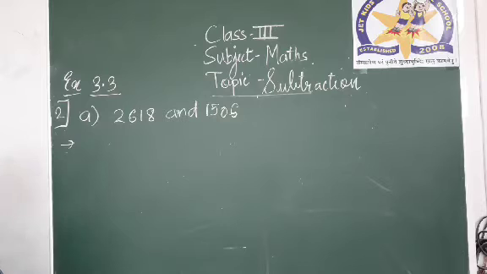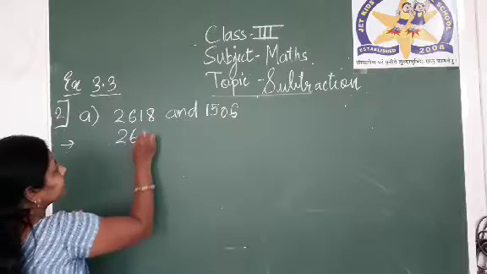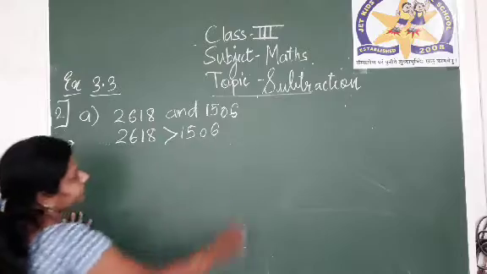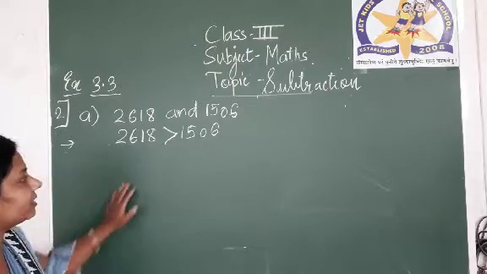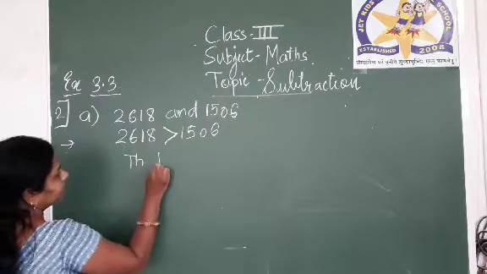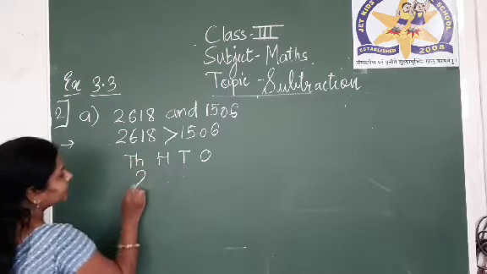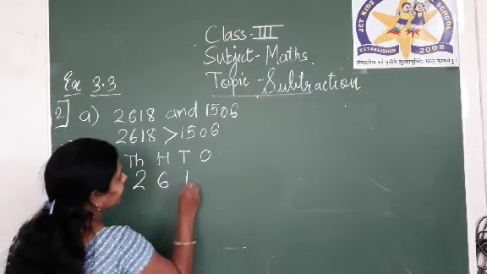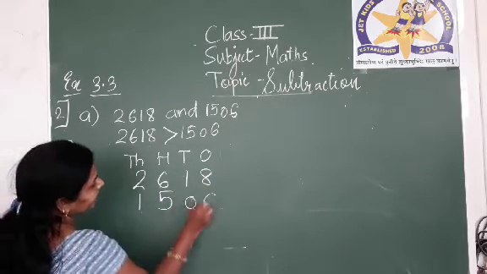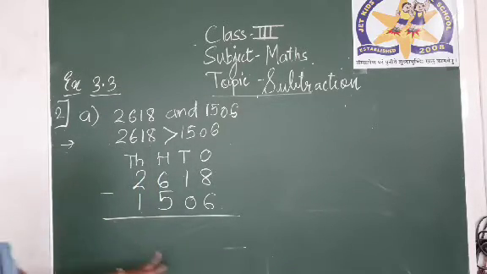So what will be the first step? We have to write down the greater number first. We know that 2618 is greater than 1506. Now what we will do? We will arrange the numbers in the 1000, 100, tens and ones columns. Write down the greater number first, 2618 and the smaller number 1506. Put the minus sign and start subtracting from the ones column.